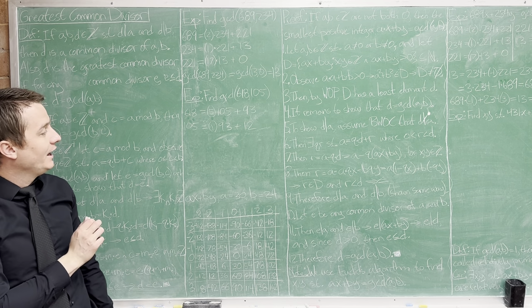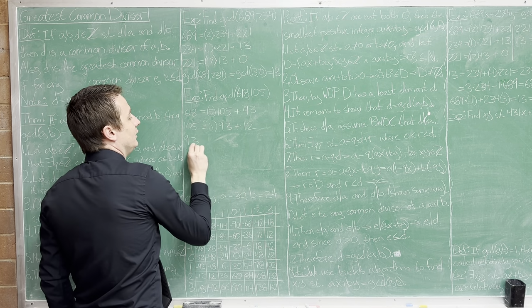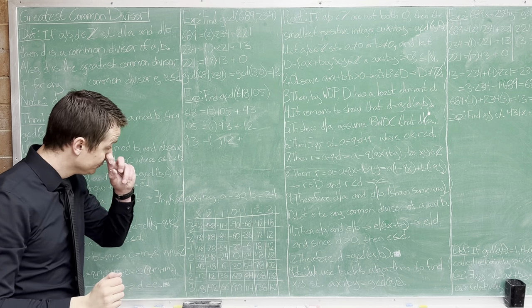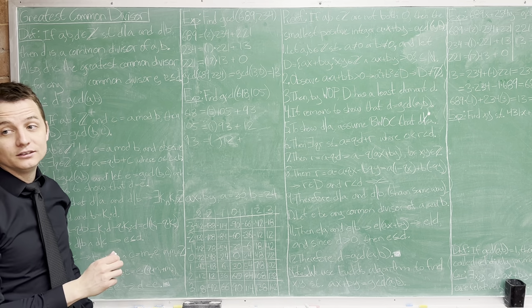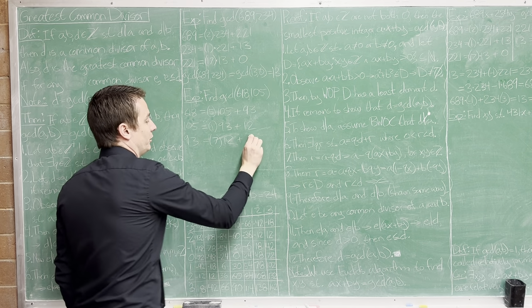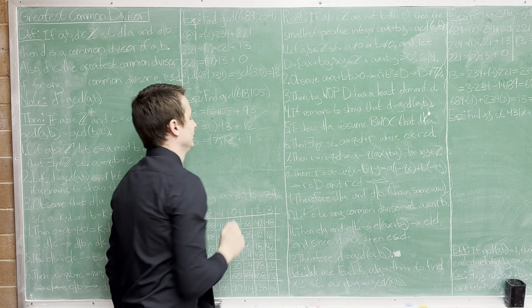Alright. And now 93 and 12, still don't want to work with that, so I'll bring those numbers down. 93 is equal to how many 12s plus what? 7. 7 times 12 is 84. So 93 is 7 times 12 with a remainder of 9.